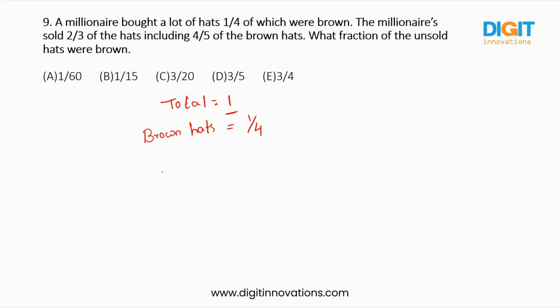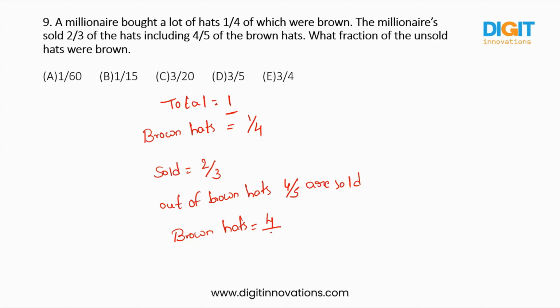And next, sold is 2/3. In this 2/3, 4/5 were brown, and they got sold. This is the thing I got to know. So let us see how many brown hats were sold. First thing, let us see how many brown hats were sold. Brown hats sold equal to 4/5.